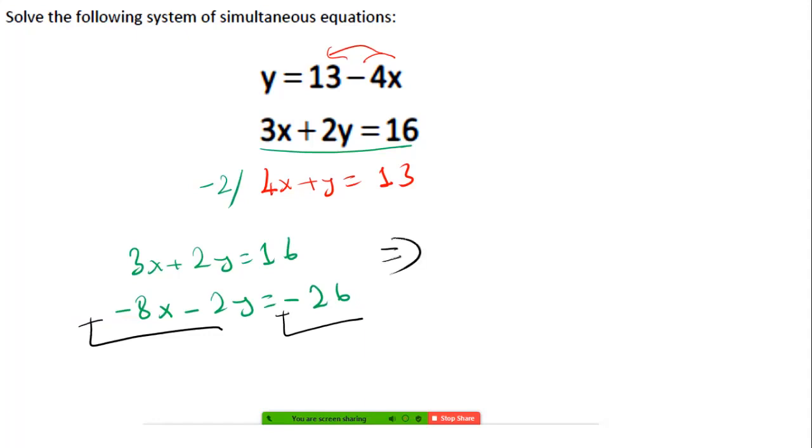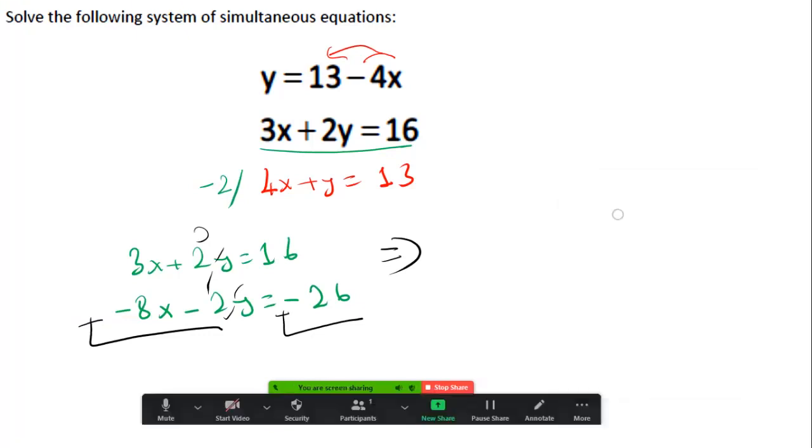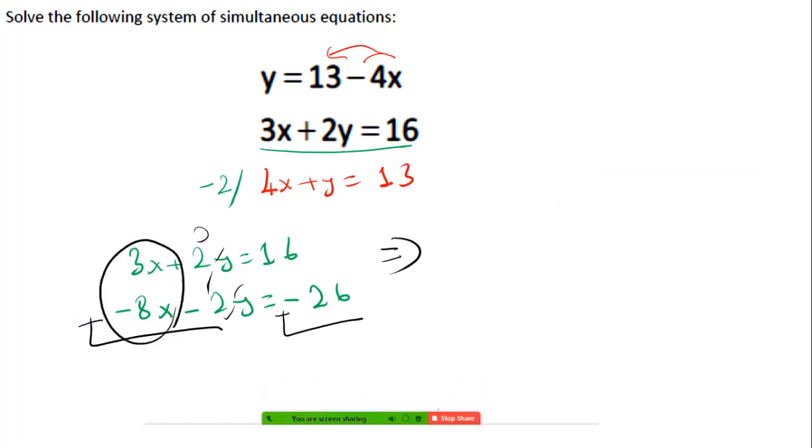So from here I will get 0 for y, and this one will give me negative 5x equals, from here, minus 10. And then this is division. Remember, I told you, don't change sign, you change operation. It is going to be x equals negative 10 over negative 5, which is 2.